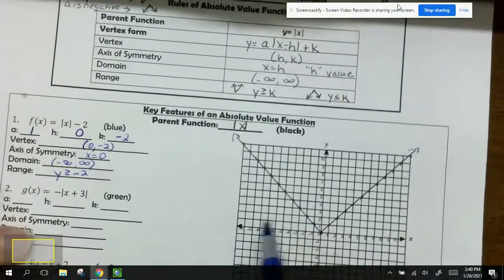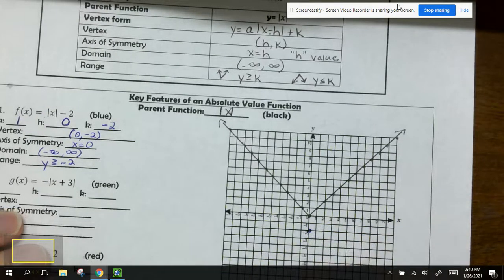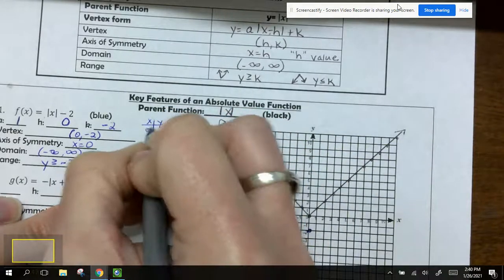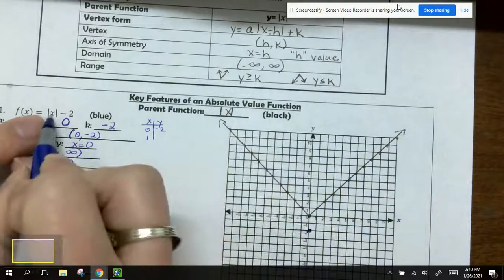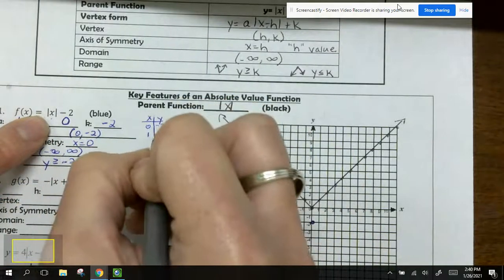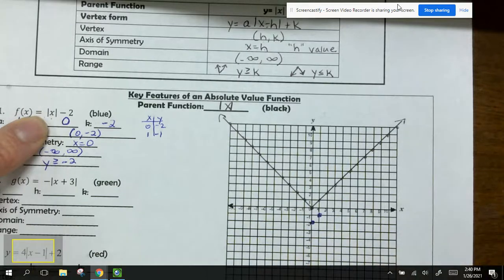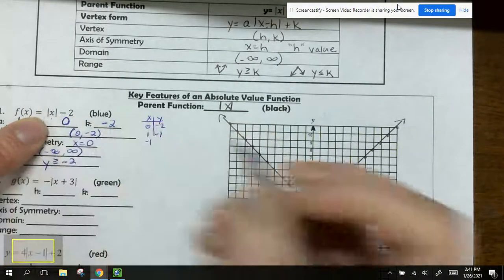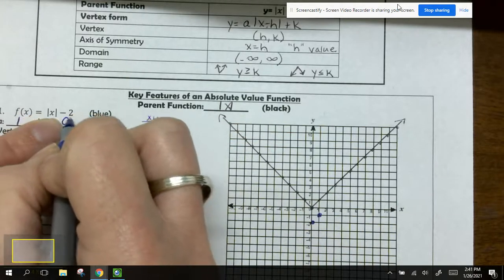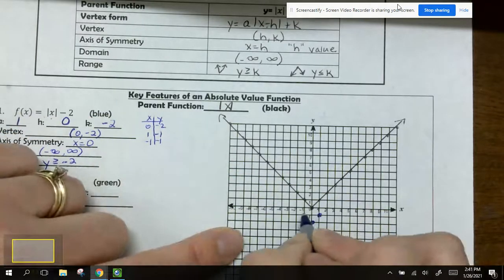All right, now if I come over here and I plot some of these points. So 0, negative 2. Now, if you wanted to, you could do an X and Y chart here. So we've got 0, negative 2. If I put in 1, I would get 1 minus 2, which is negative 1. So at 1, I'm going to get negative 1. If I put in negative 1, I'm also going to get negative 1 because the absolute value of negative 1 is 1, and then minus 2 gives me negative 1. So I've got another negative 1 right here.